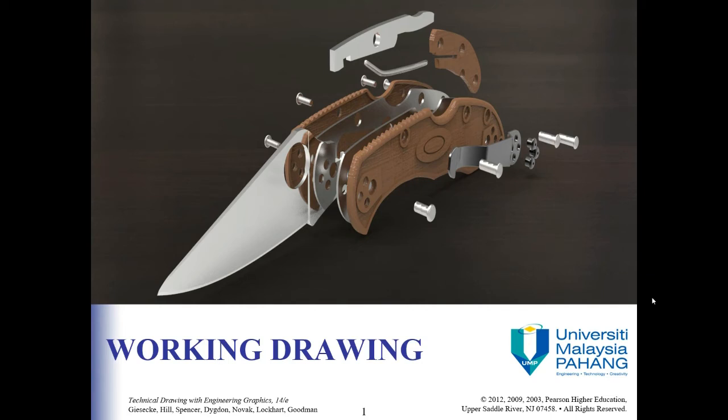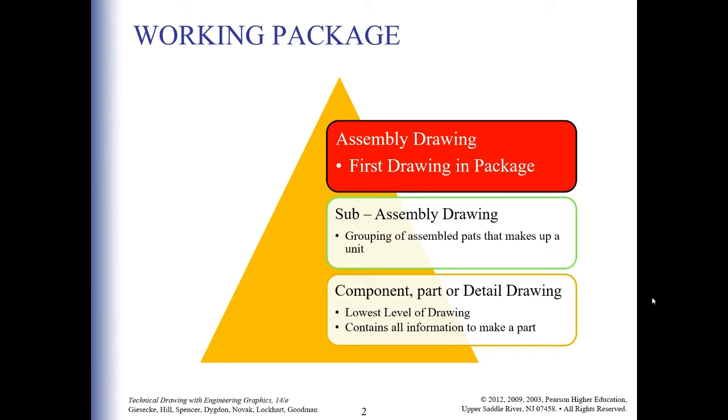In today's class, 28th of May 2021, we will be discussing about working drawing. A working drawing can be described into three parts. The first part is called the assembly drawing. The second part is called the sub-assembly drawing, which is the grouping of assembled parts that makes up the unit. The third part is called the component parts and detail drawing. This is the lowest level of drawing, which contains all information to make a part.